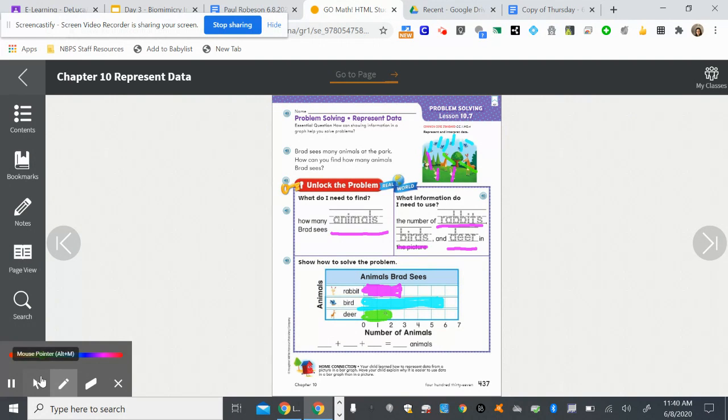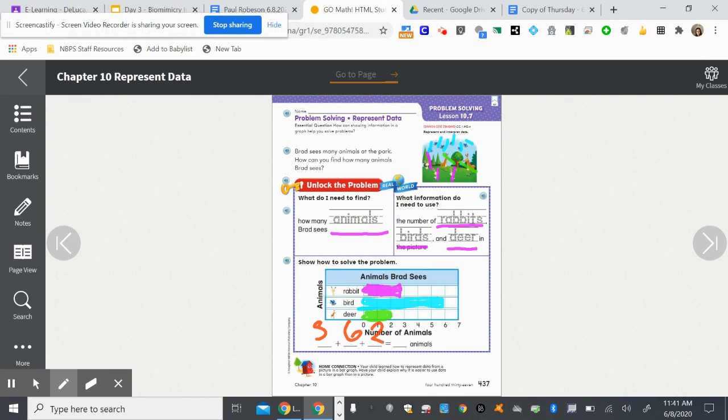So we took the information from the problem in the picture and we made it into a graph. Animals Brad sees, these are the animals, and this is the number of animals. Now it says we want to add all of them up. So we had 3 rabbits, 6 birds, and 2 deer.